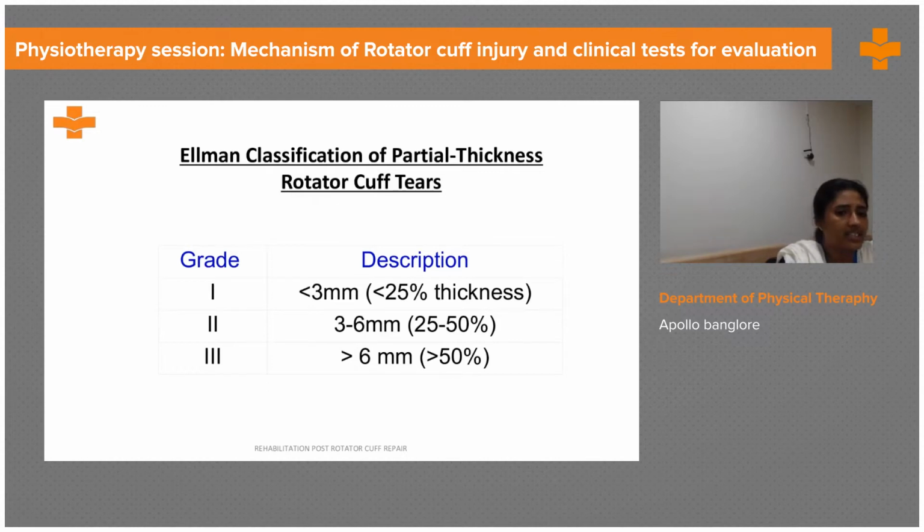So the Ellman classification of partial thickness rotator cuff tear: grade 1 is less than 25% of thickness or less than 3 millimeters; grade 2 is 3 to 6 millimeters, up to 25 to 50% of the thickness of the tendon; grade 3 is more than 6 millimeters or more than 50% injury of the tendon.